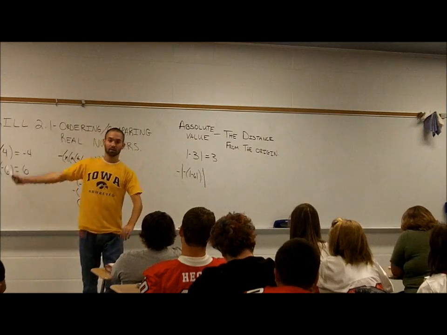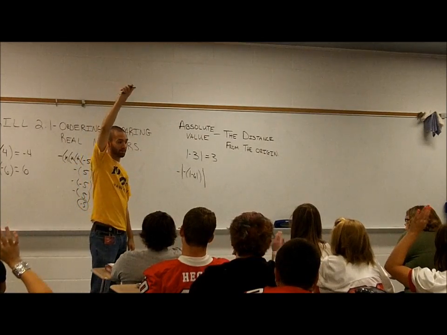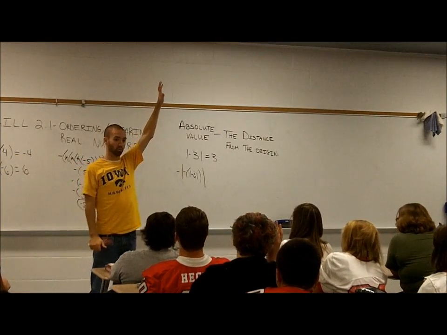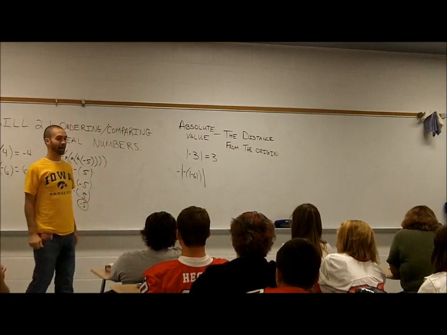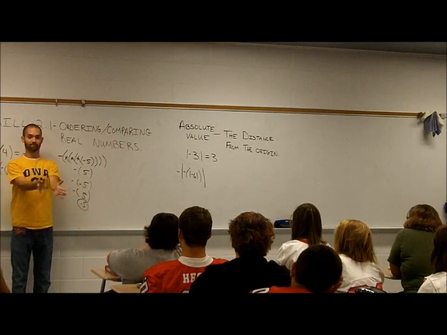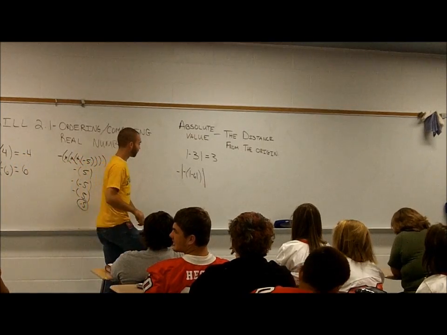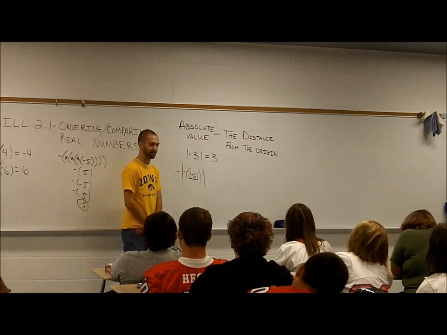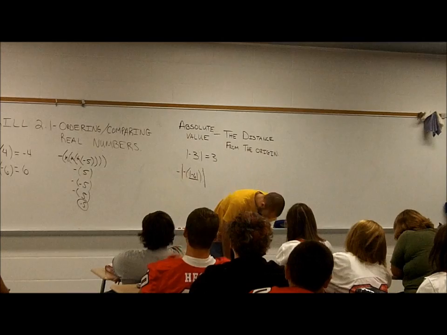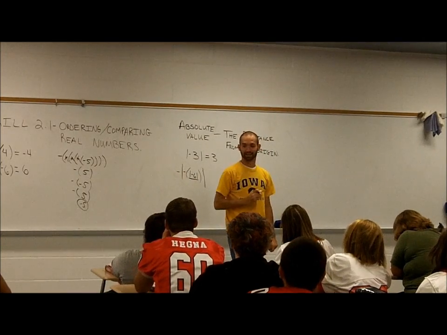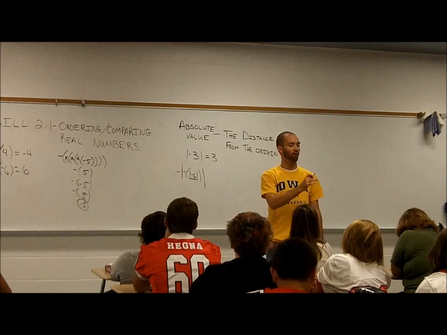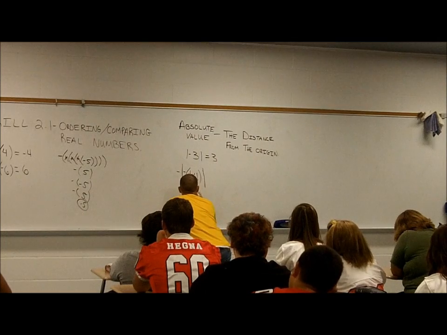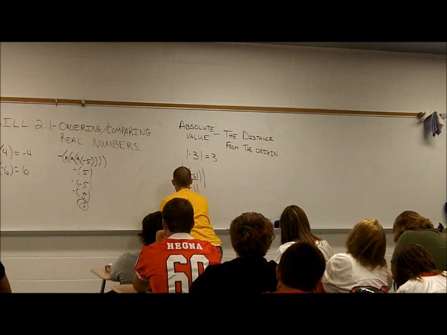So you ready to try this again? Raise your hand if you think it's a +6. Raise your hand if you think it's a -6. Where do you begin? Inside. So the inside right now is the absolute value of -6. What is absolute value again? The distance from the origin. So how far is -6 away from 0? 6. So now I have 6 here in parentheses, an absolute value.